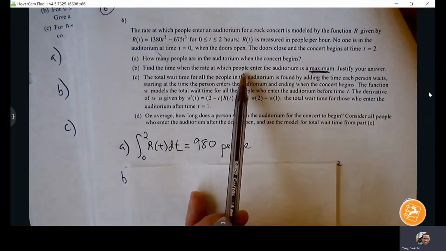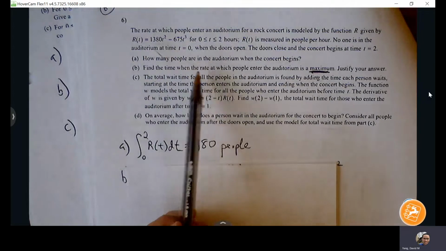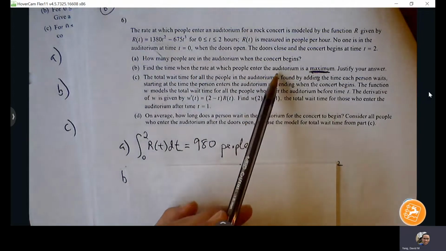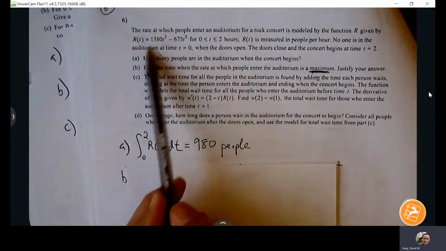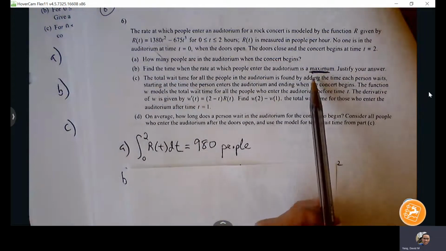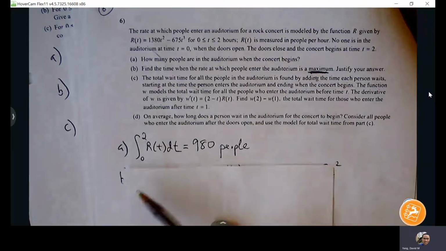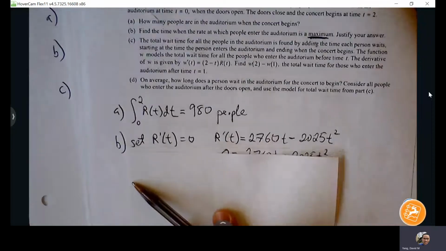So we have to set R prime equal to 0. We know R of t is already a rate, but it's asking for the maximum of the rate, so we have to find R prime. Just like with previous extreme value theorem problems, we're going to find critical points and endpoints. So set R prime equal to 0.